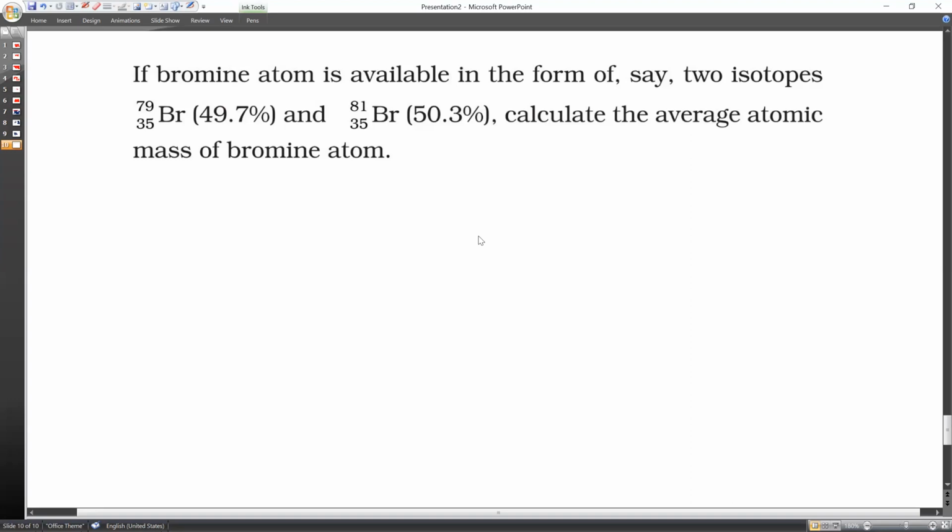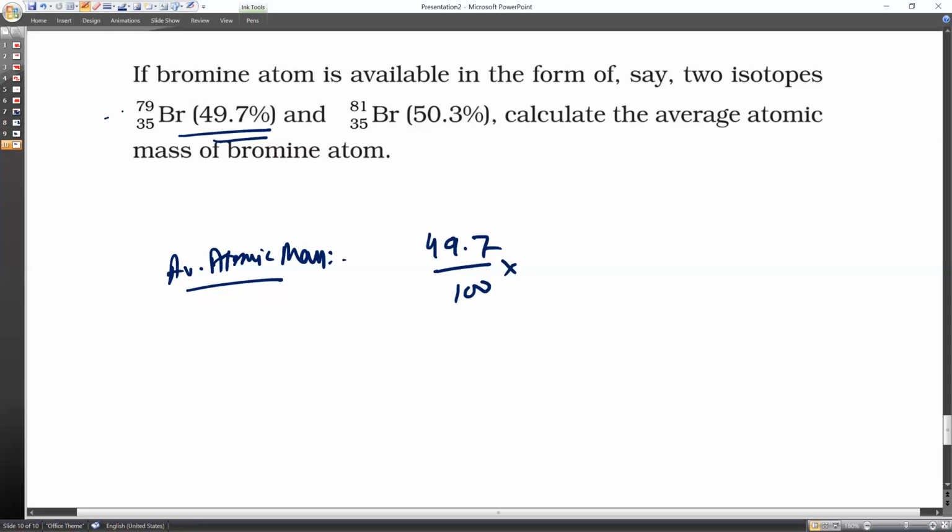Sir, I didn't get the answer. You didn't get the answer, so let me help you. Average atomic mass will be equal to the percentage of the first one upon 100, into the mass of the first one, that is 79, plus 50.3 upon 100 into the mass of the other one, that is 81. Now tell me.